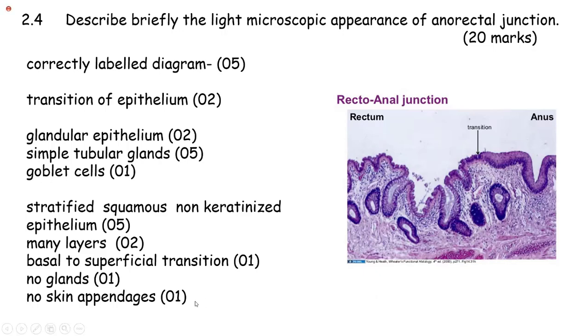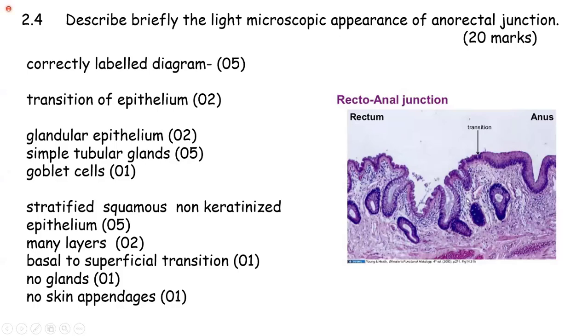And you have to write something about this simple columnar glandular epithelium, the presence of tubular glands, right? Nature of the epithelium, right? And the presence of goblet cells. You have to mention all these things, right? Because describing that epithelium will carry, you can see, 5, 6, 7 and 8 marks.